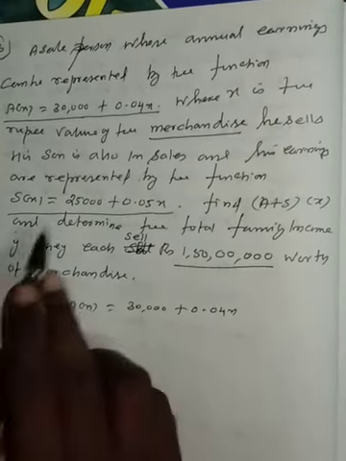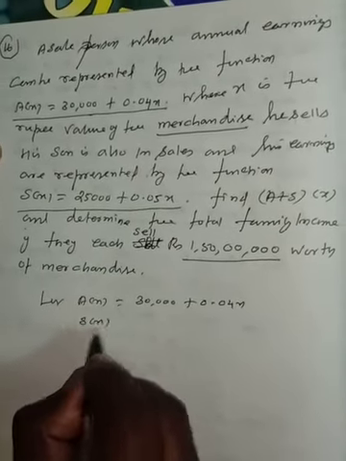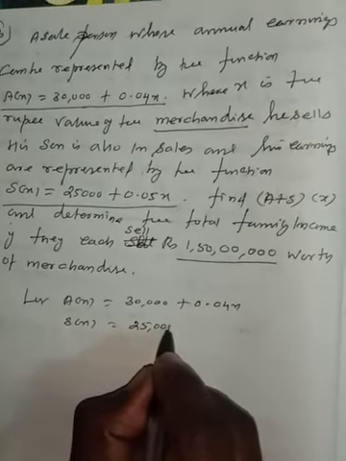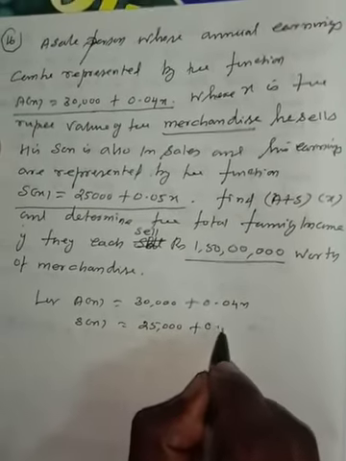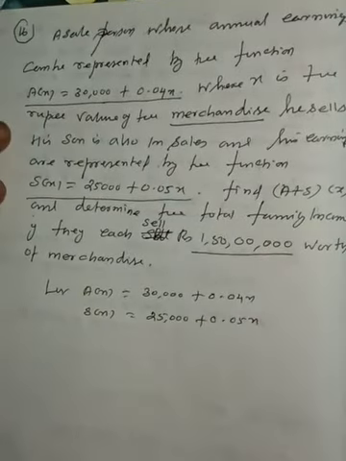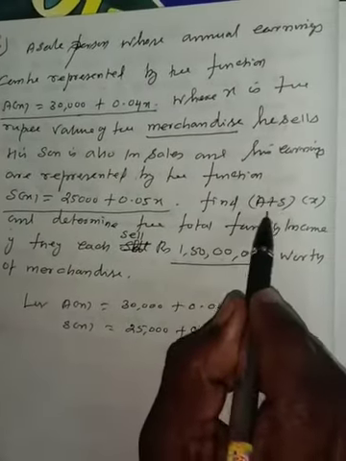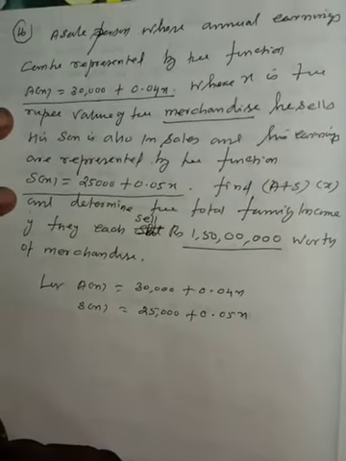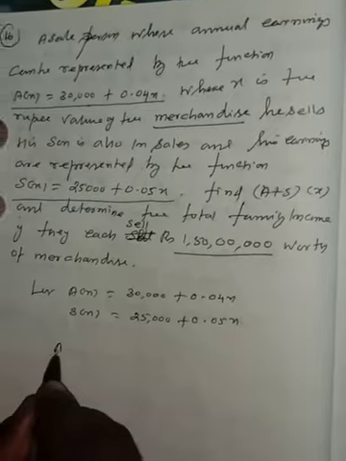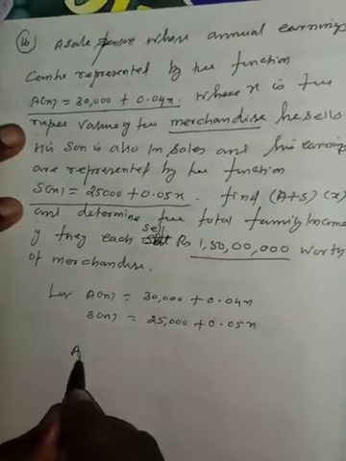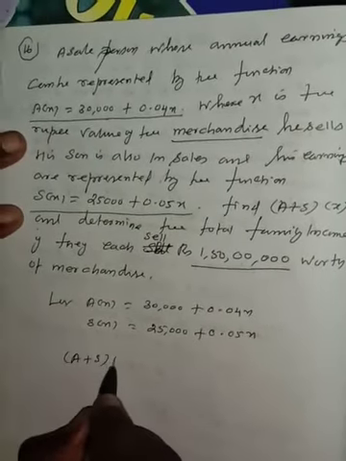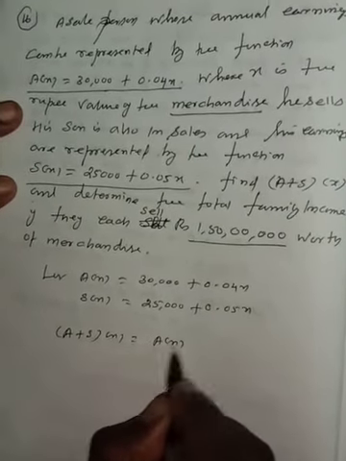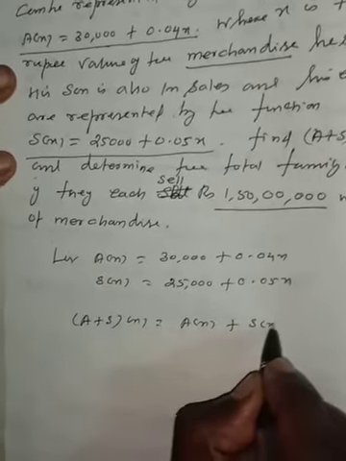Next, s of x is 25,000 plus 0.05x. First find a plus s of x. So a plus s of x is equal to, by the distributive law, a of x plus s of x.